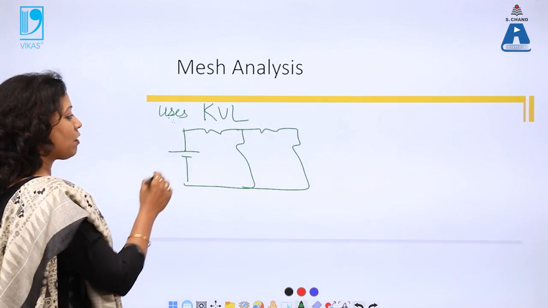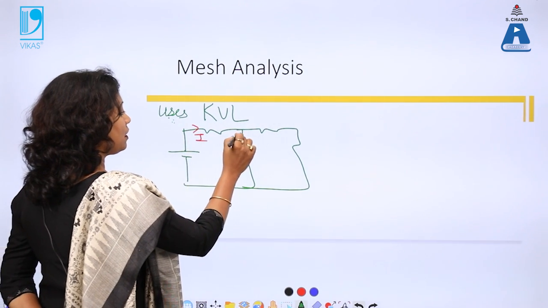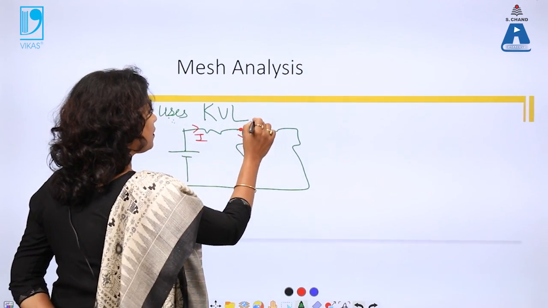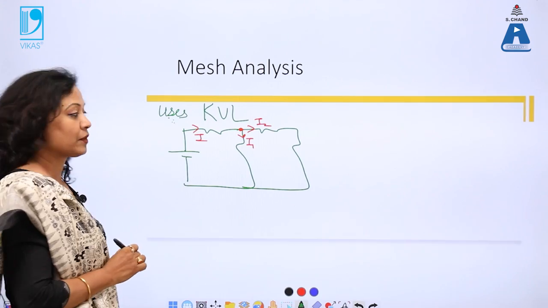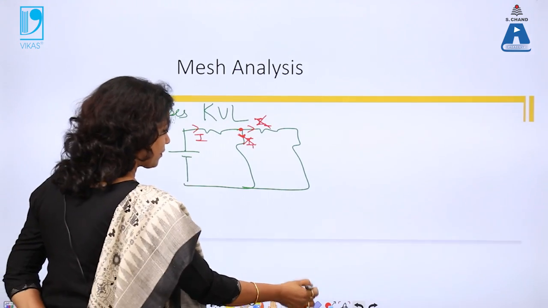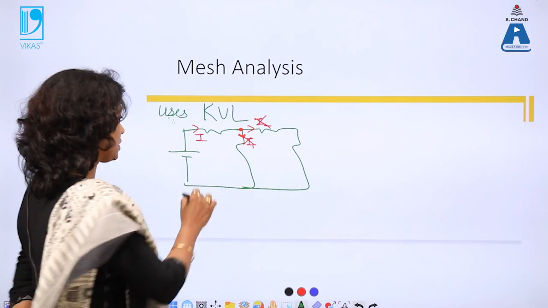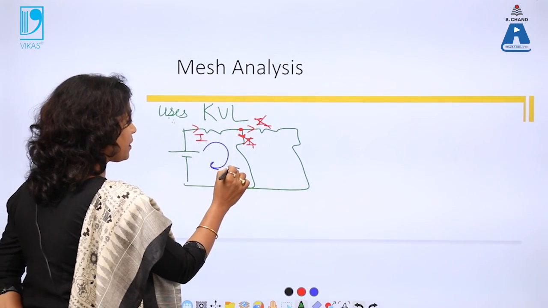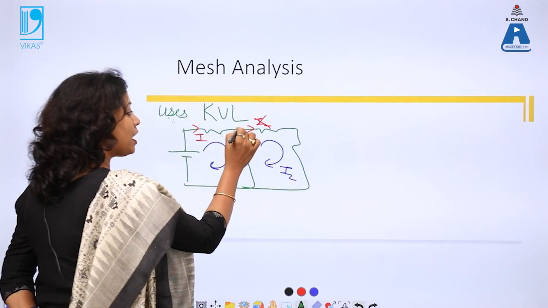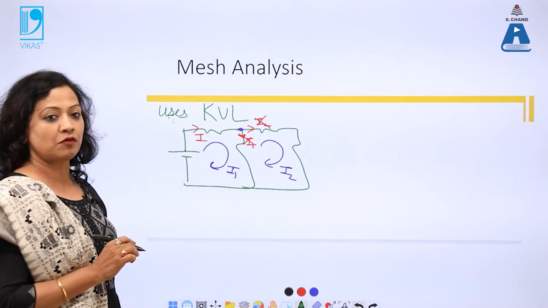In Kirchhoff voltage law, I normally solve the circuit using current division. That means if this is my node, I divide the current into I1, I2 and so on. But in mesh analysis, there is no division of current. There are n number of meshes. Mesh is a closed path where the current flows. So if I consider this as mesh 1, this as mesh 2 and so on, there will not be any division of current at the node. So this is a major difference between mesh analysis and Kirchhoff voltage law.